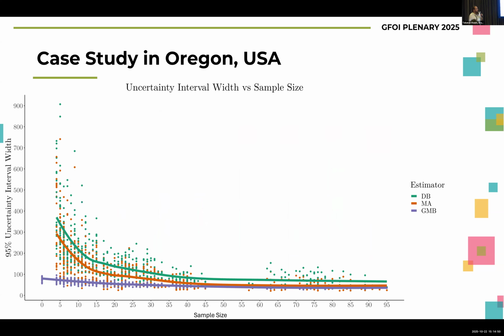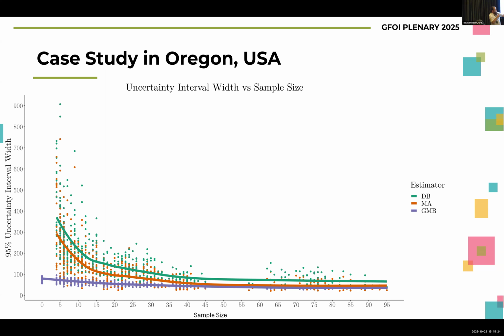One more figure. On the vertical axis here, you see the 95% uncertainty interval width. That's just the top of the confidence interval minus the bottom of the confidence interval. Essentially we can see that with the green dots here, these are the design-based estimates, for a particular county that had 5 plots in it in that particular year. So we see the uncertainty width is quite high for the design-based estimate, and you can see that they're quite a bit lower for the geostatistical model.